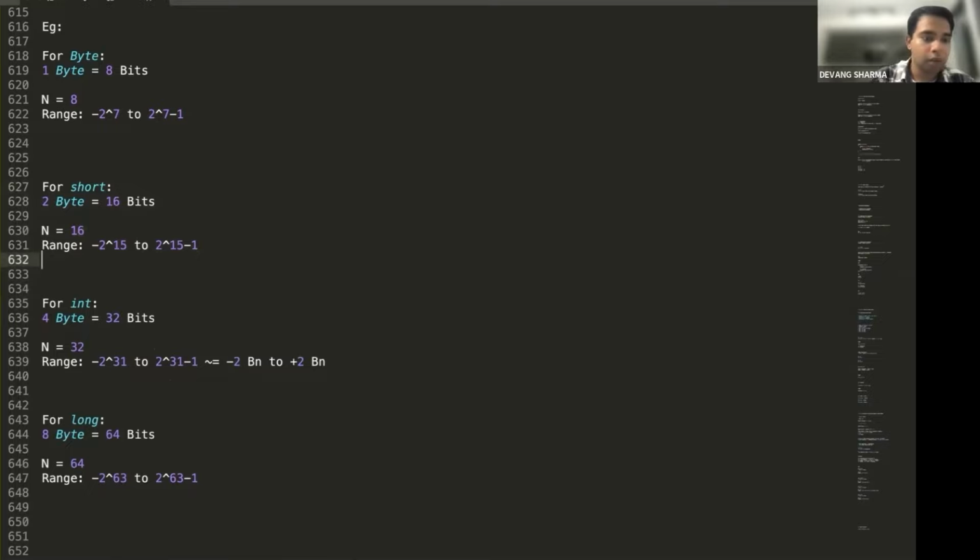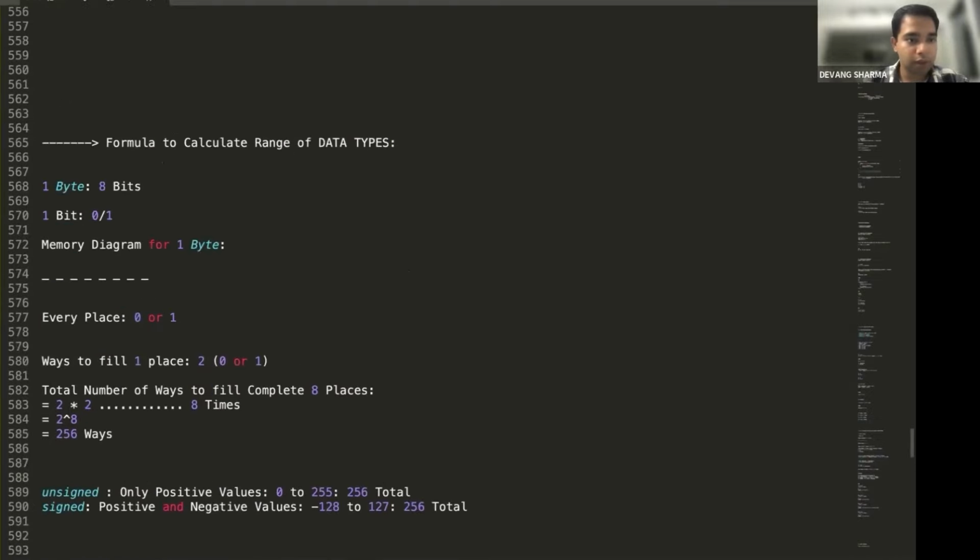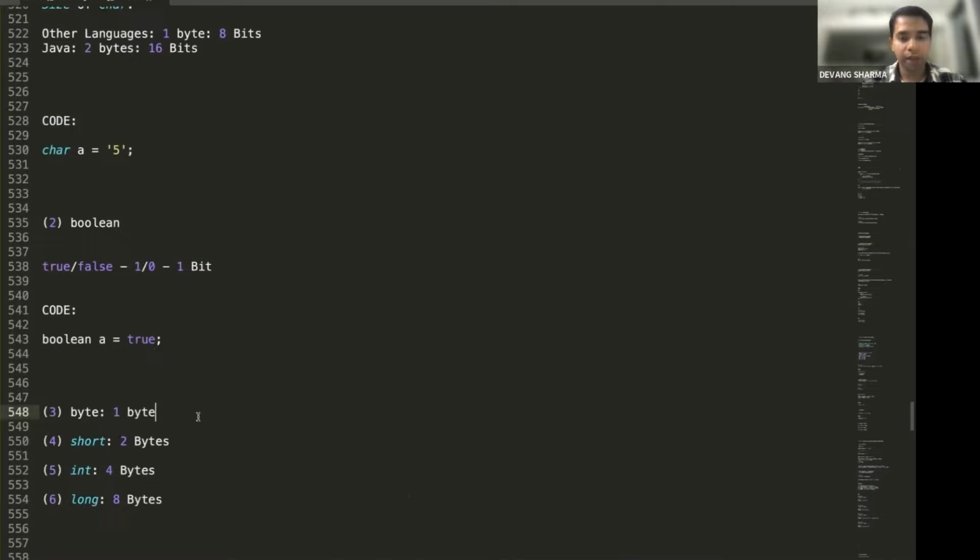Okay. Cool. So let's write down the ranges. Byte. We just talk about the range of byte. What's the range of byte? It's going to be minus 2 raised to the power 7. Copy this. This is 15 and this will be 15. This is 31. This is 31. This is 63 and this is also 63.